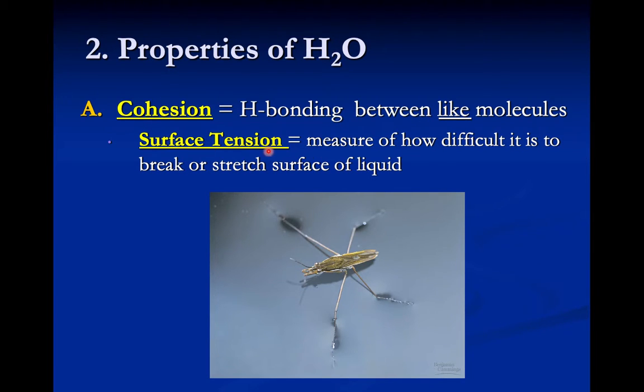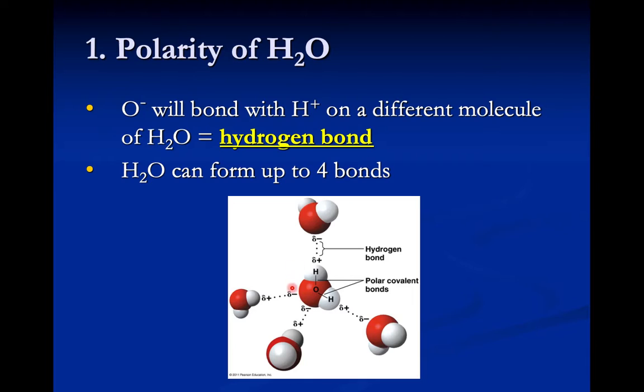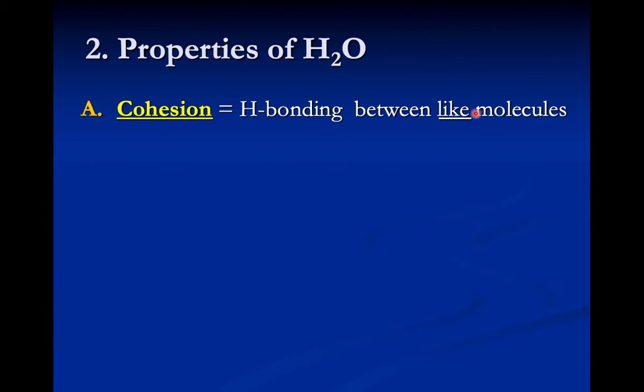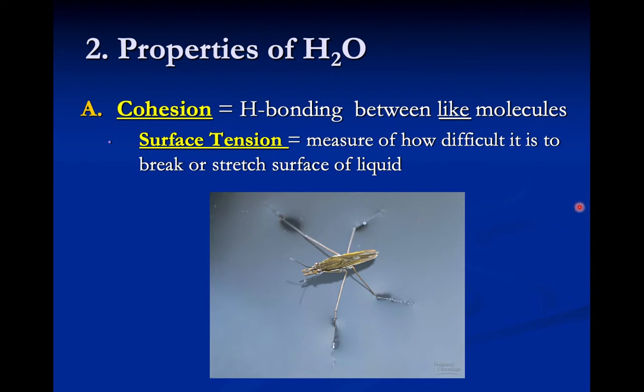When water molecules really like to hang out with each other, they form those hydrogen bonds, just like we saw in that last image. These are hydrogen bonds being formed between 2 or more water molecules. That's the same molecule, so we would call that cohesion. If it was a different molecule, it would be called adhesion. We'll get to that in a second.